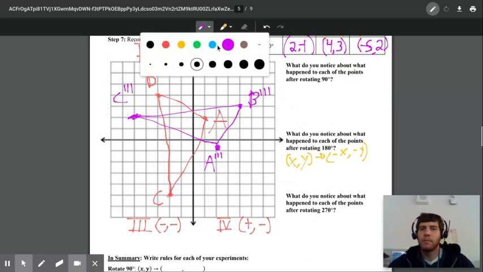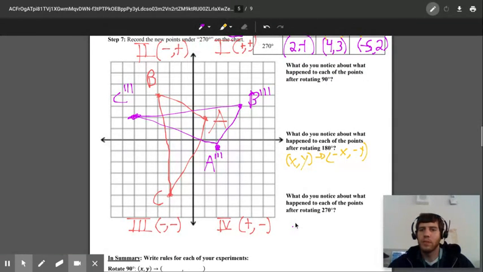And so we can fill in these rules. We didn't write them for the 90 degrees, but it would be x, y. And then we'll do plus or minus x, comma, plus or minus y, depending on what quadrant you end up in. You have to check the quadrant. Okay, and that's the same for the 90 degrees. It's going to be x, comma, y. And that's going to go to plus or minus x, and then plus or minus y.